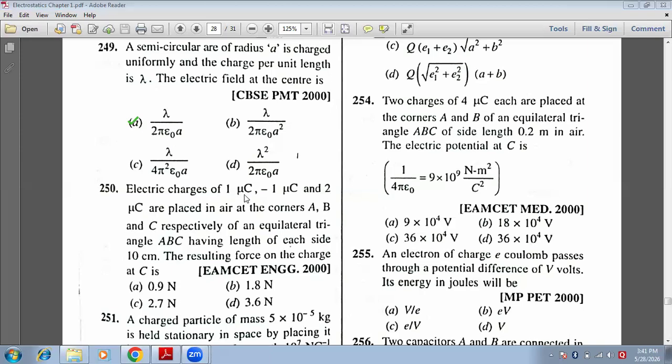Electric charges of 1 microcoulomb, −1 microcoulomb and 2 microcoulomb are placed in air at the corners A, B and C respectively of an equilateral triangle ABC having length of each side 10 cm. The resulting force on the charge at C is: option A, 0.9 Newton; option B, 1.8 Newton; option C, 2.7 Newton; option D, 3.6 Newton. Correct answer: option B, 1.8 Newton.